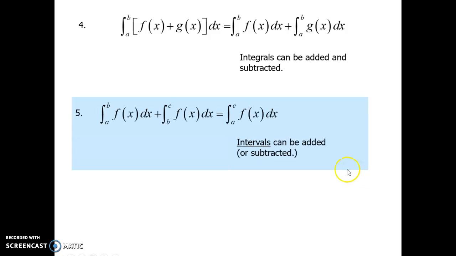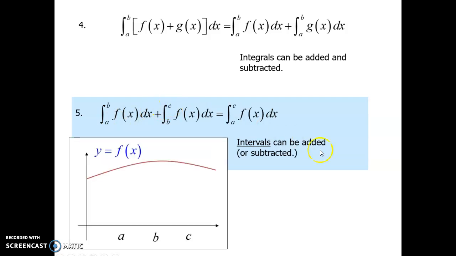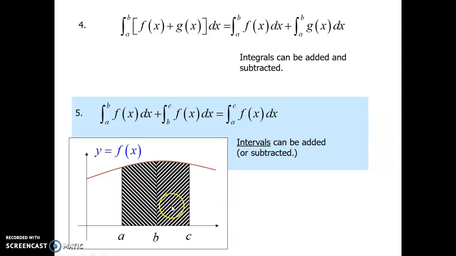Rule number 5 is the one we looked at earlier. If I take the integral from a to b of a function, and then the integral from b to c of that same function, and b lies between a and c, then this is equivalent to the integral from a to c. So intervals can be added or subtracted. The integral from a to b plus the integral from b to c will equal the integral from a to c.